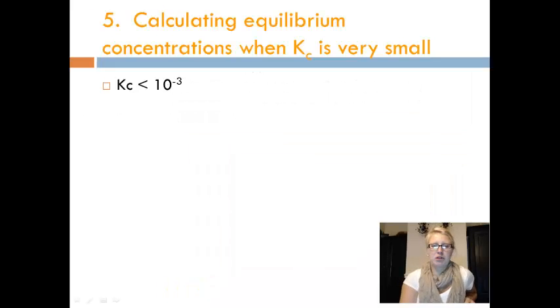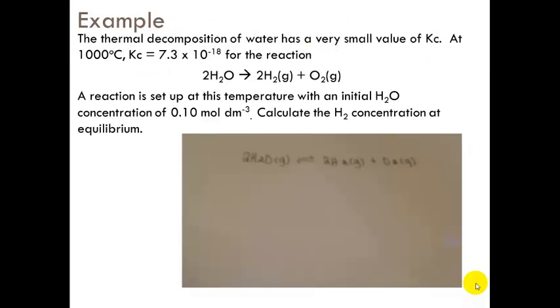The last type of equilibrium problem that you'll be asked to solve is one where you have to calculate the equilibrium concentrations when Kc is extremely small. So normally this is when Kc is less than 10 to the negative 3. So here's an example. The thermal decomposition of water has a very small value of Kc. At 1,000 degrees Celsius, the Kc is only 7.3 times 10 to the negative 18th. The reaction is 2 H2O goes to 2 H2 plus O2 gas. A reaction is set up at this temperature with an initial H2O concentration of 0.1 moles per decimeter cube. Calculate the H2 concentration at equilibrium.